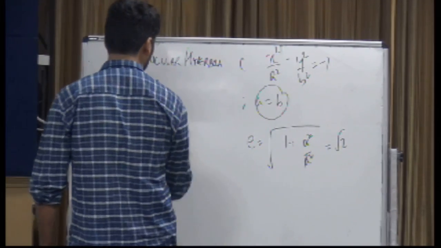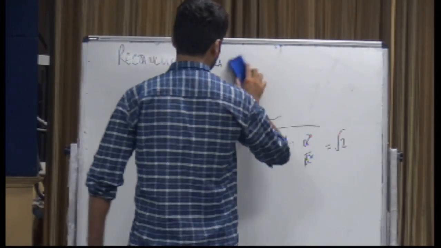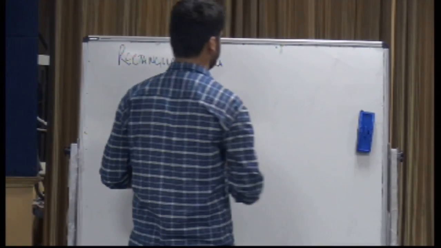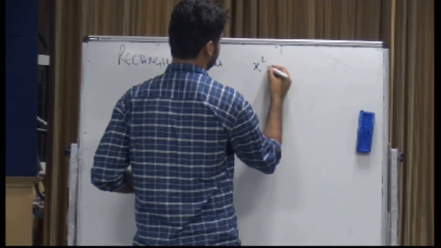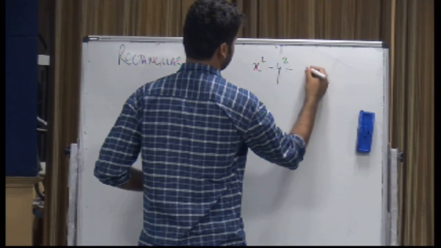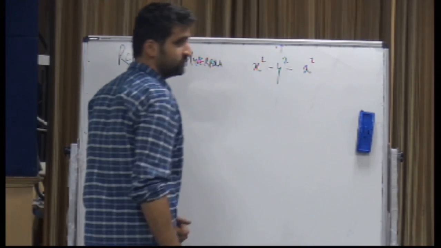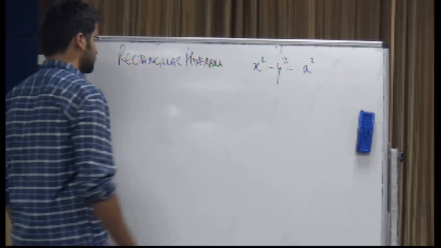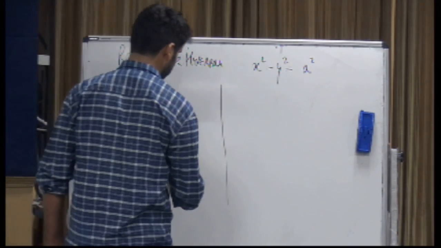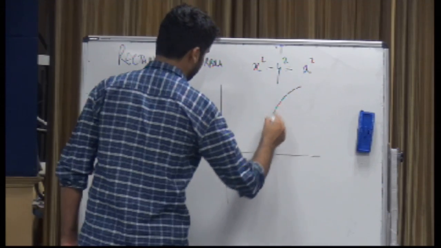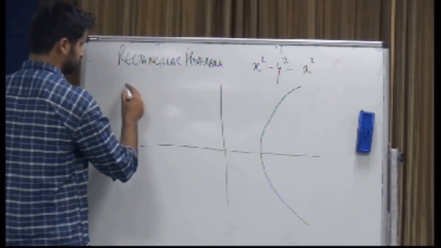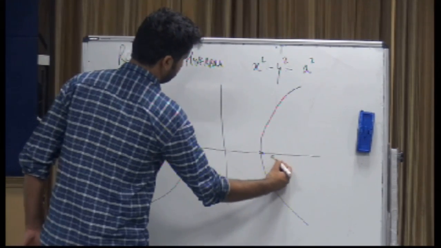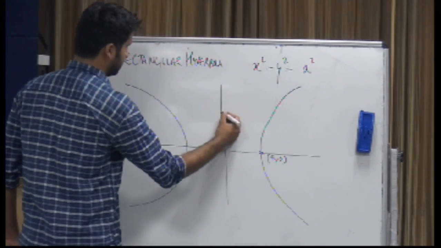So if we try to plot this rectangular hyperbola, let's see what I'm getting. So we have x² − y² = a². Okay. So this will be a hyperbola like this. This is a length a, and this is also a.